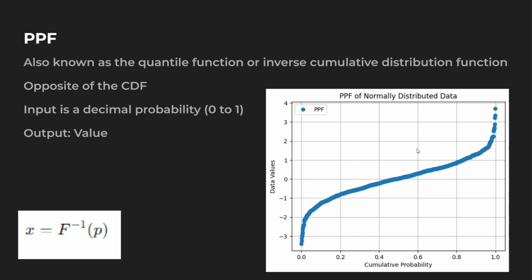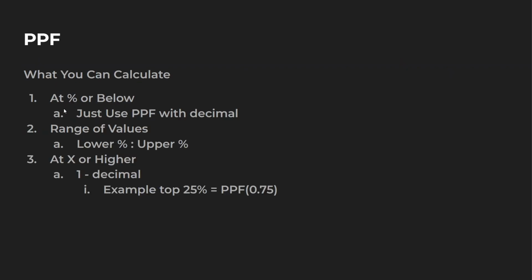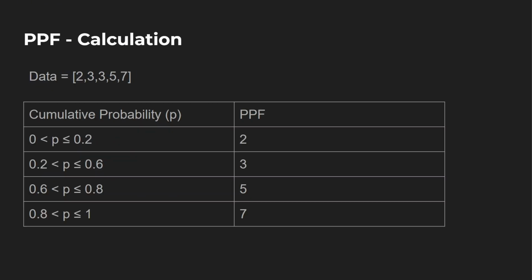And there's a few things that you could take a look at with this, right? You could go over here and you could take a look at all the values to the left. You could do a little bit of math and find all the values to the right of a specific point, or you could technically find ranges. And that's what I have on this next slide, right? By default, you can get the at percentage or lower, just use the PPF with the decimal. You can find a range of values with your lower and upper, or you can find at x or higher, so 1 minus decimal. Say, for example, you want to find the top 25%, you do the PPF of 0.75.